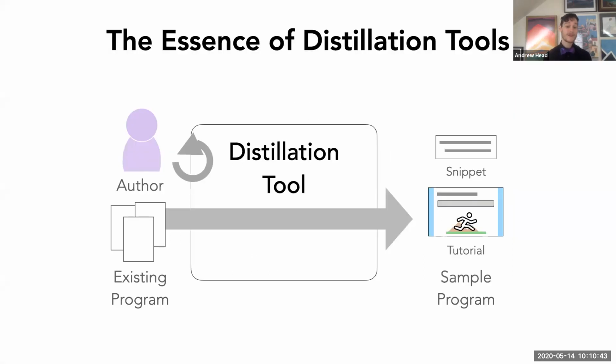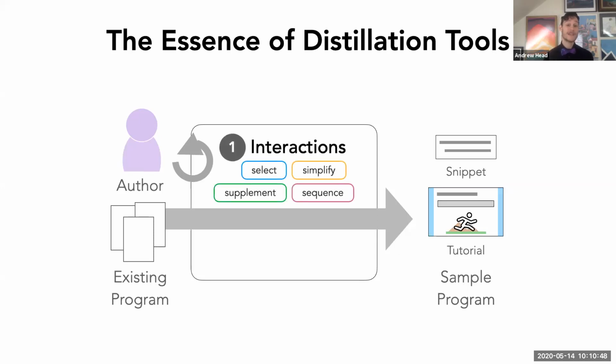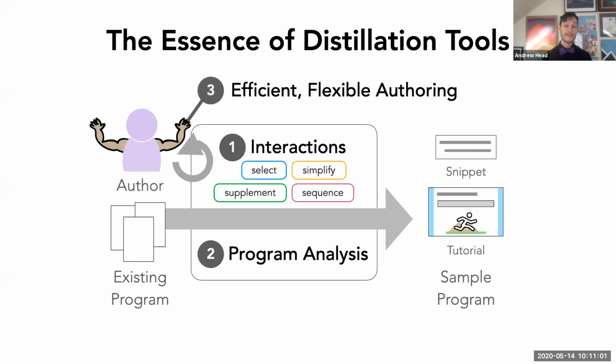First, when an author is working with a distillation tool, they have access to interactive functionality that can help them select, simplify, supplement, and sequence code. Second, these interactions can be supported by existing proven program analysis techniques. And third, they lead to a more efficient and flexible authoring experience.